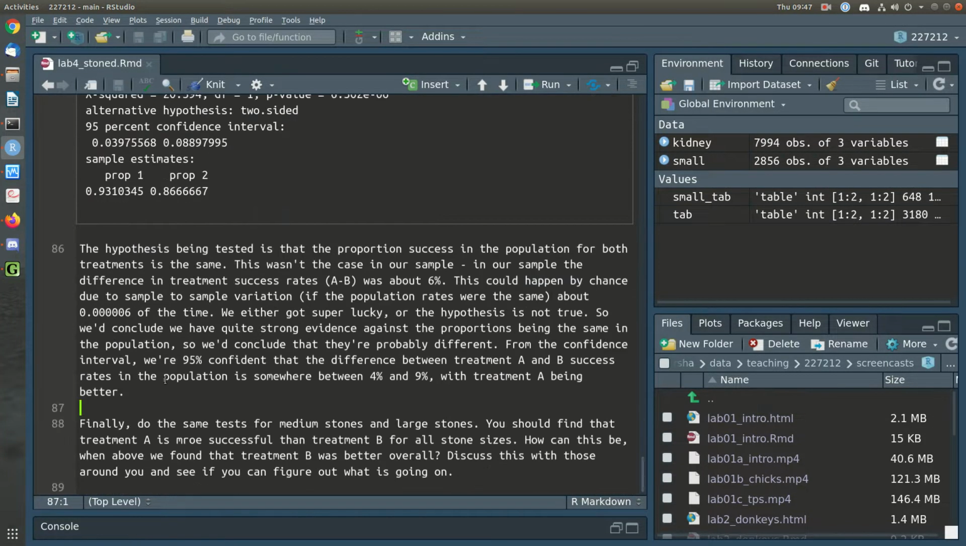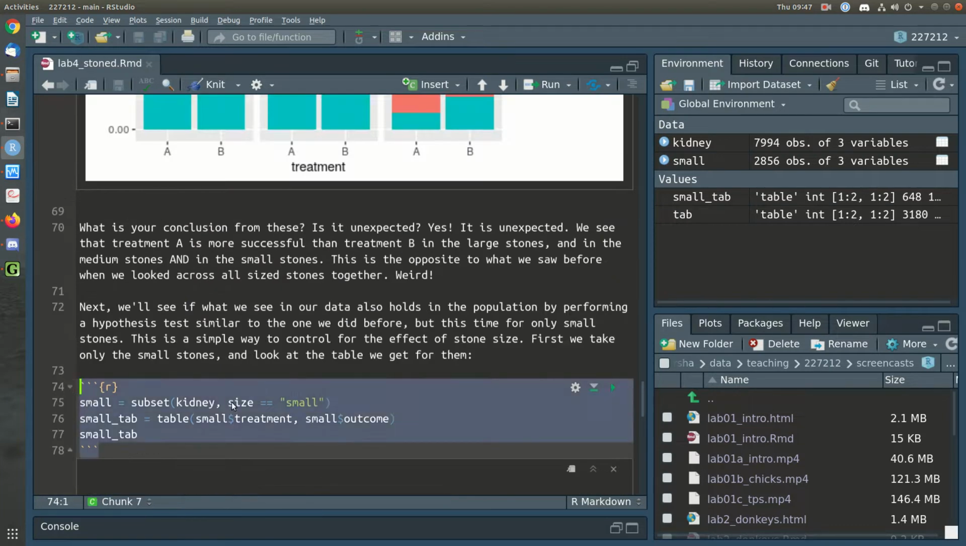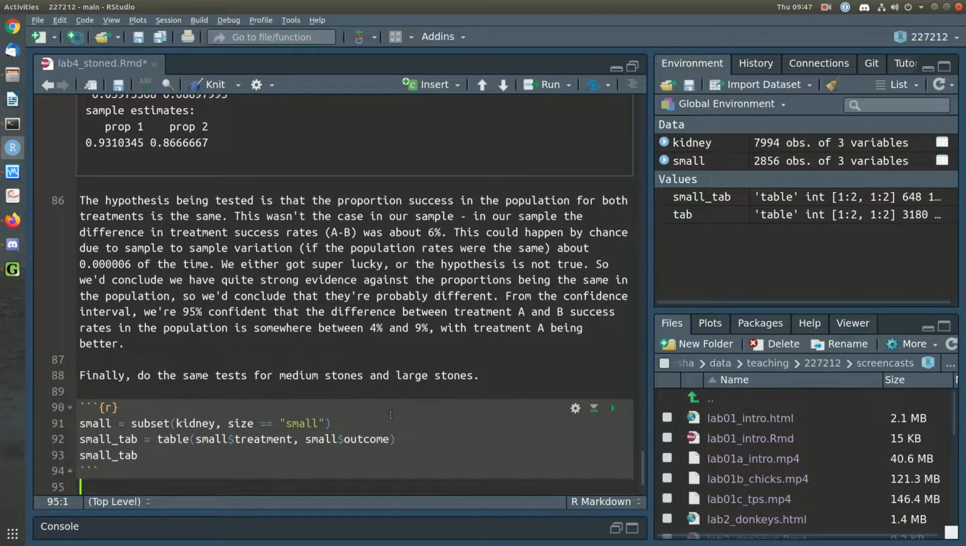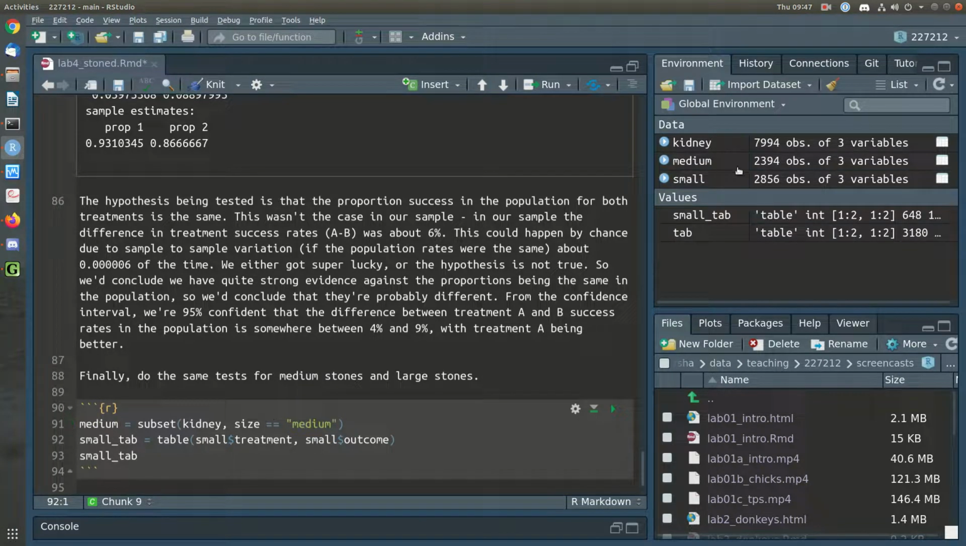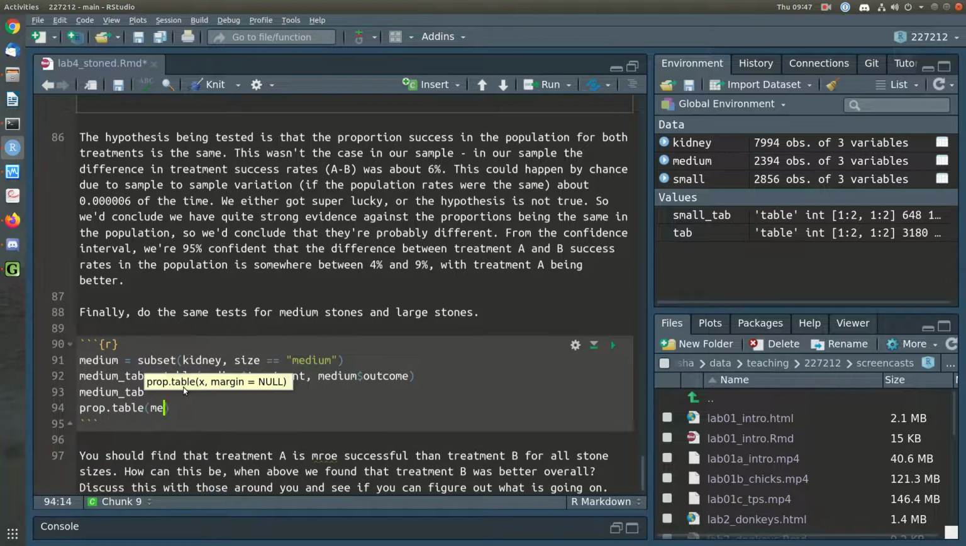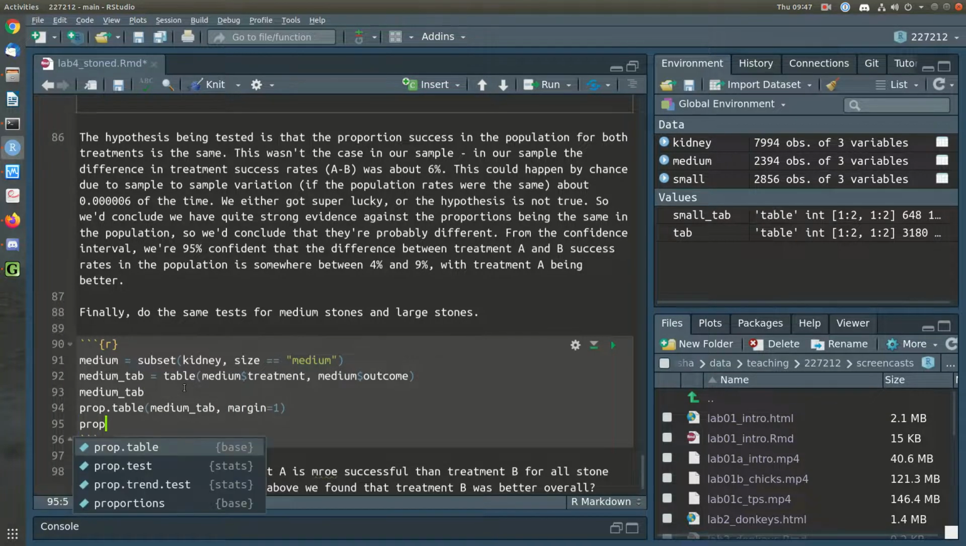So let's repeat this same process. We'll just copy and paste these chunks, and maybe we'll just put it all into one. So let's do that here. We're going to grab the medium sized stones. I'm going to call the data set medium, just so that I don't confuse myself. So now I've got the medium, which is 2,394. Then I'll do a table of that, spit it out, and then we'll also do a prop.table on that to get proportions, and then we'll do a test.